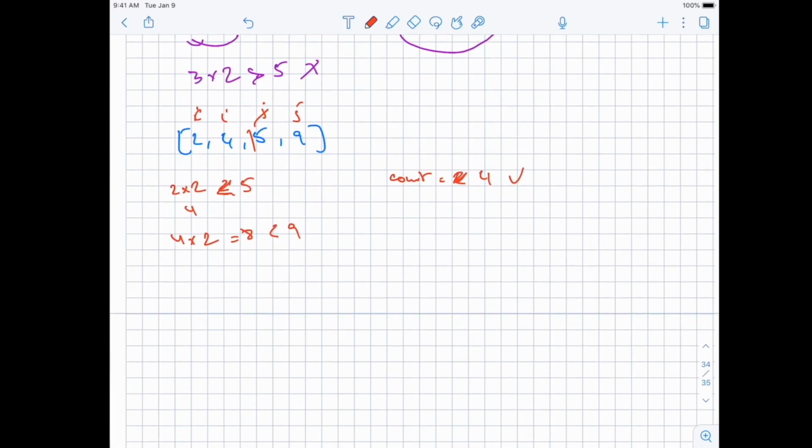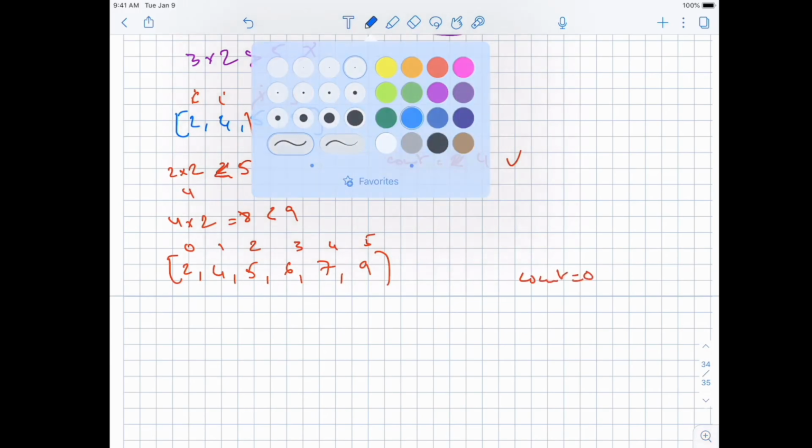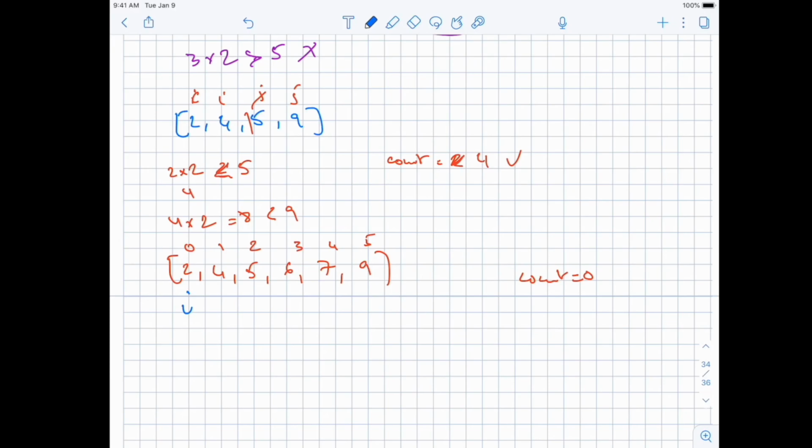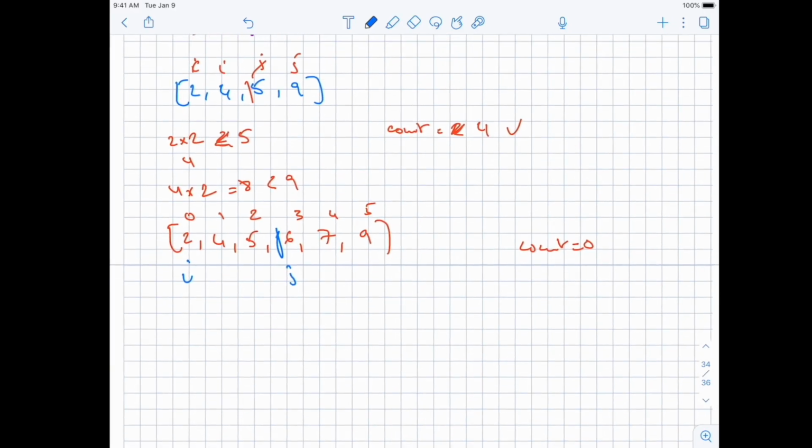Okay. Now let's take a little bit, maybe 4, 5, 6, 7, 9, right? So here 0, 1, 2, 3, 4, 5. And so our count is 0 initially. And so we put I here, we put j in this position, right? And so 2 multiplied by 2 is smaller than 6. So our count becomes 2. And then we move our I pointer here and j pointer here.